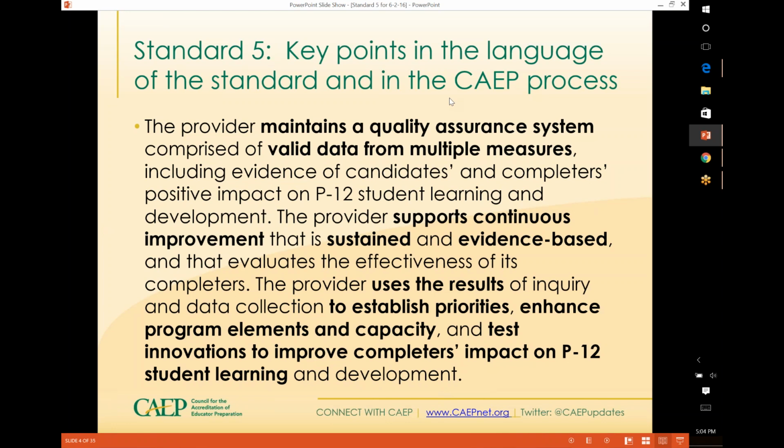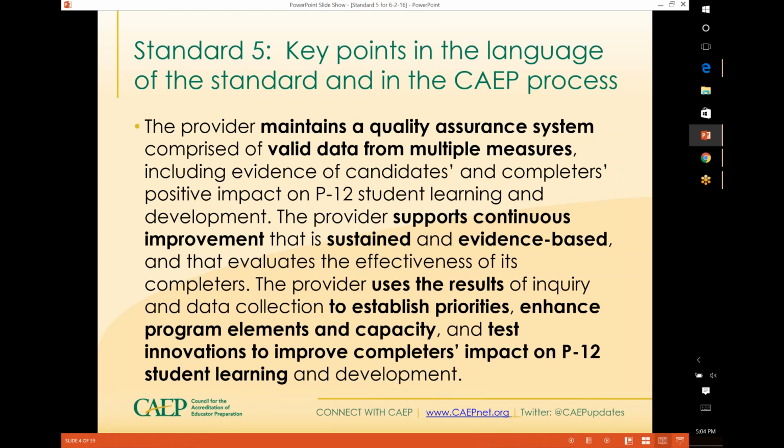What the standard is attempting to show, and what you want to show through the evidence you upload related to each of the components, is that you maintain a quality assurance system, that you've got valid data from multiple measures, that you support continuous improvement, and that it's sustained and evidence-based. It's not something you do every time the accreditor cycles through, every 7 to 10 years, 7 years under the CAEP regulations. It's not just, oh, we kind of need to tweak this course, but that you've got evidence you're relying upon to provide direction about what does need improvement.